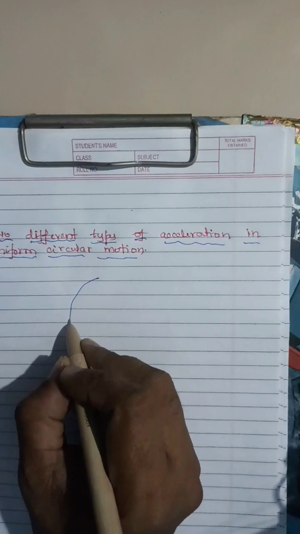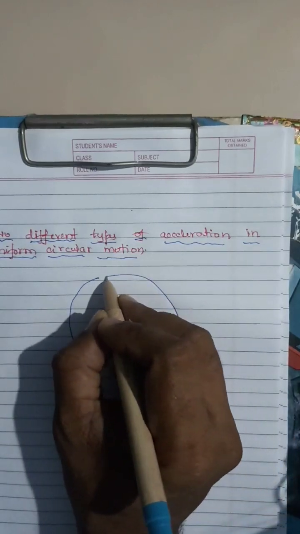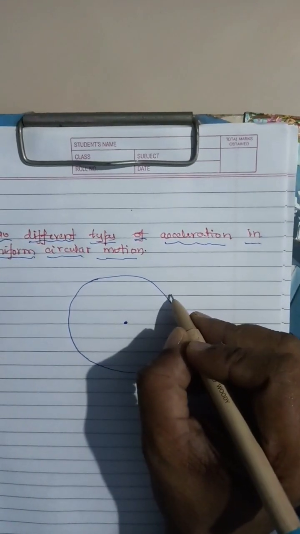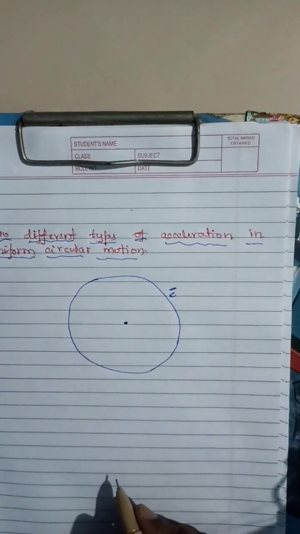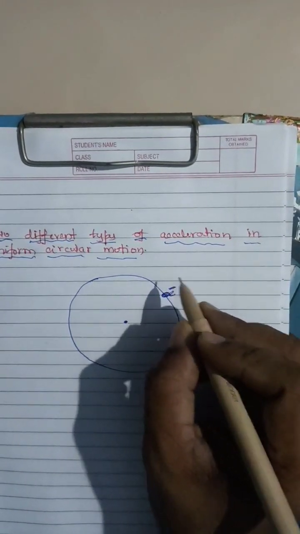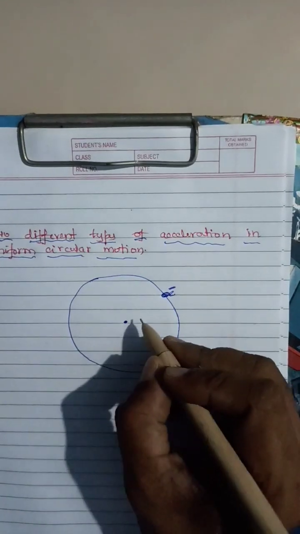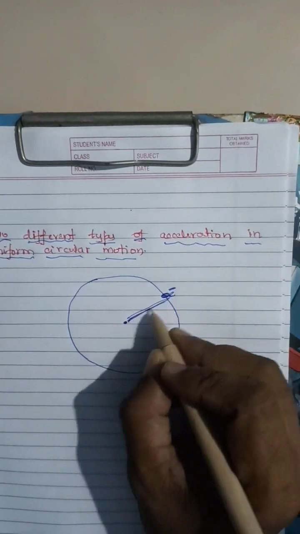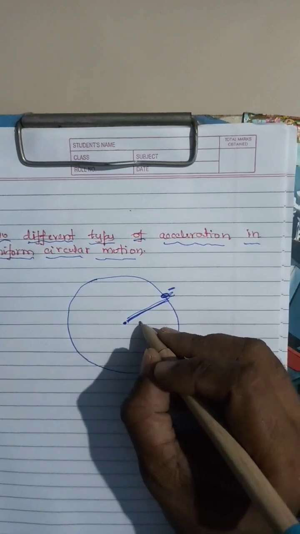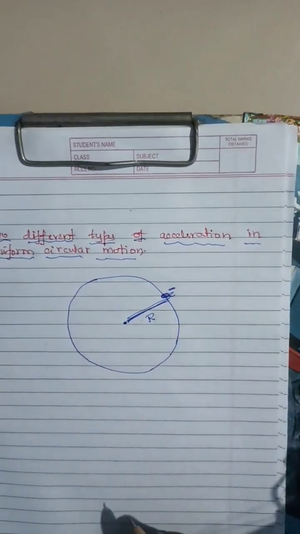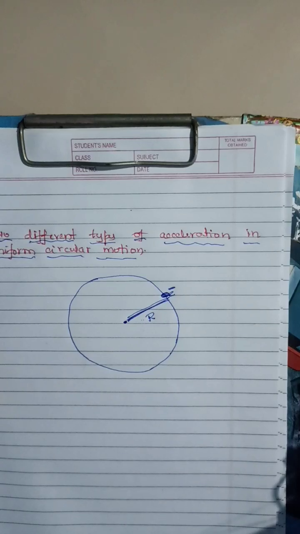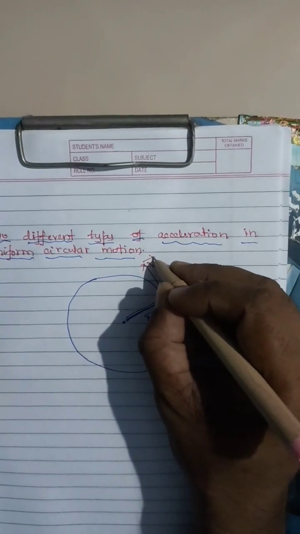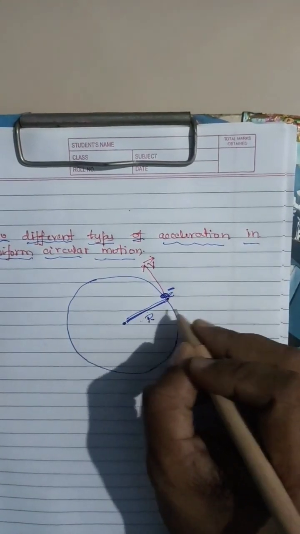Circular motion indicates that anything is moving in a circular path. It may be an electron moving around the nucleus, or any object which is moving in a circular path. Circular path means the path of that particle is the circumference of the circle. So here there is a radius r, and velocity in case of a circular motion is always along the tangent. Velocity is a vector quantity.